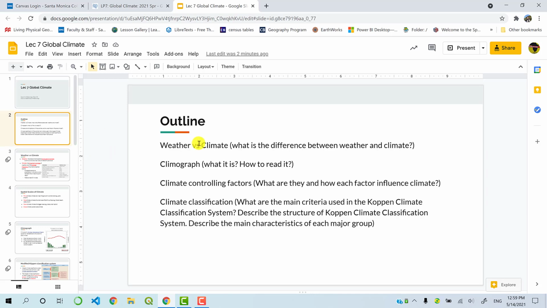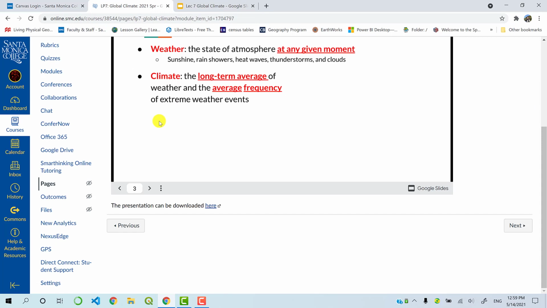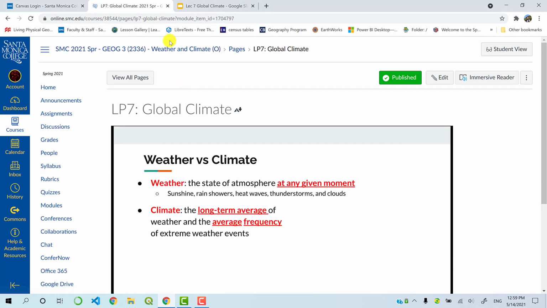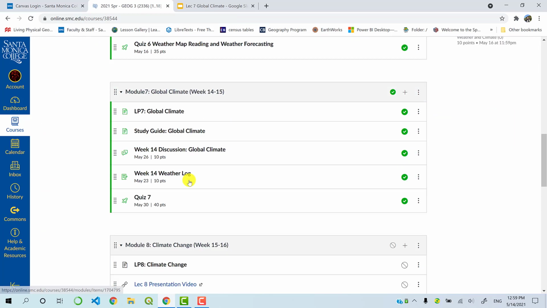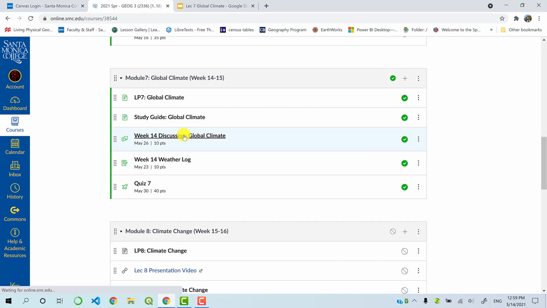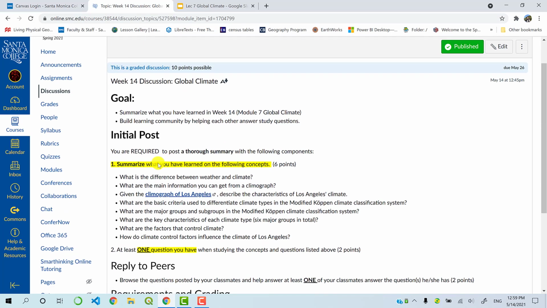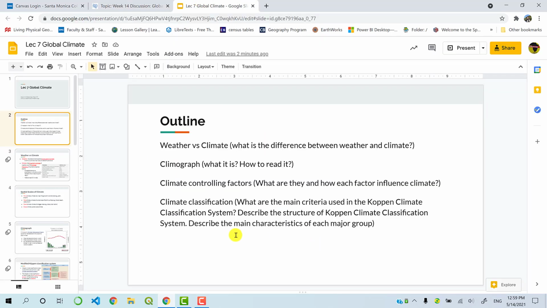Okay, so here are the key things you want to focus on, and you want to answer the questions I listed there on our discussion page. Let me show you. Here we go. Okay, to summarize those questions in your initial post. So here, number one is, what's the difference between weather and climate?